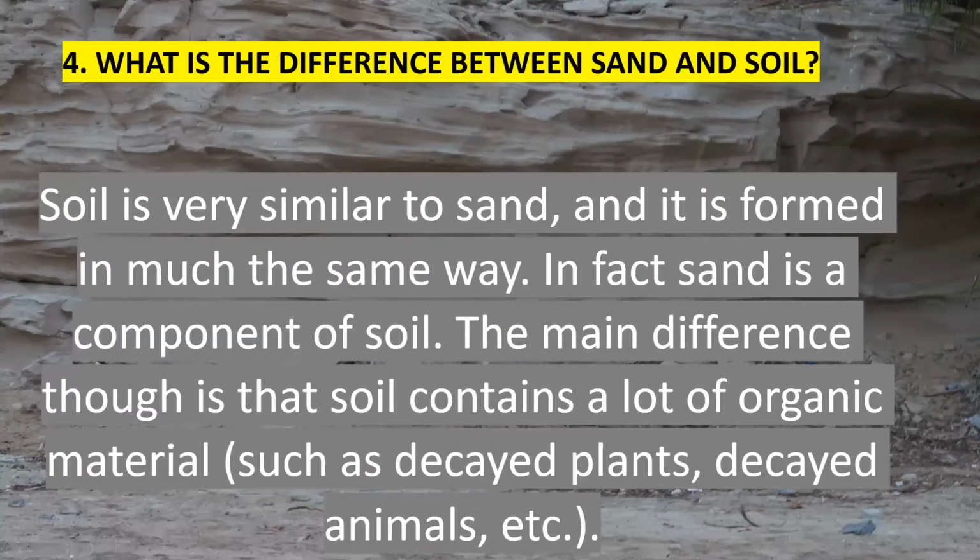What is the difference between sand and the soil? The soil is very similar to sand. Actually, it is formed in a much similar way. In fact, sand is a component of the soil. The main difference, though, is that the soil has been mixed already. It contains a lot of organic materials such as decayed plants, decayed animals. So everything that is in the land mixes with the sand, and then it becomes a soil.